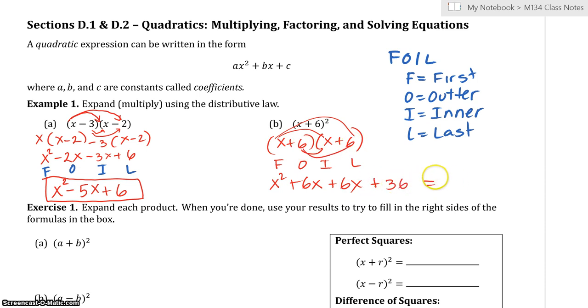And I ran out of room here, so I'm just going to write the answer over here. That is equal to x squared. By the way, you can add these together, so you get a 12x plus 36. That would be the answer.